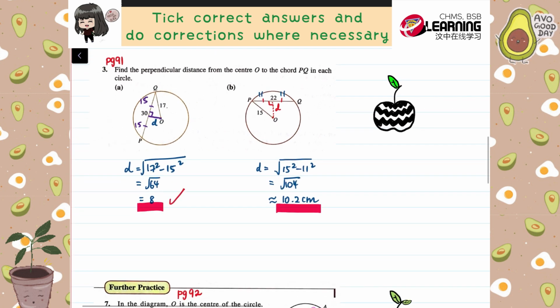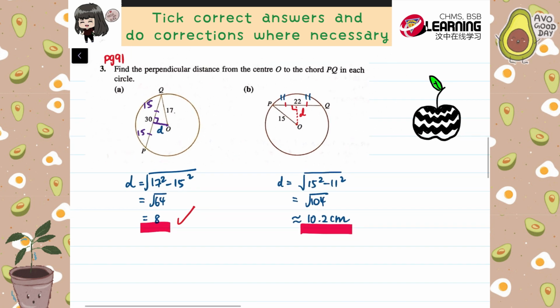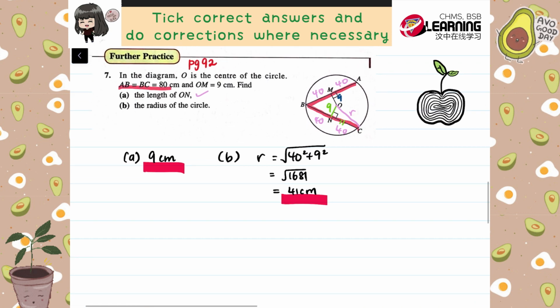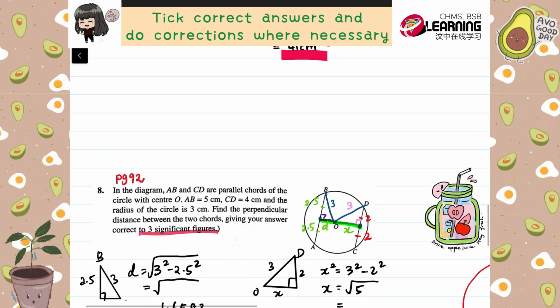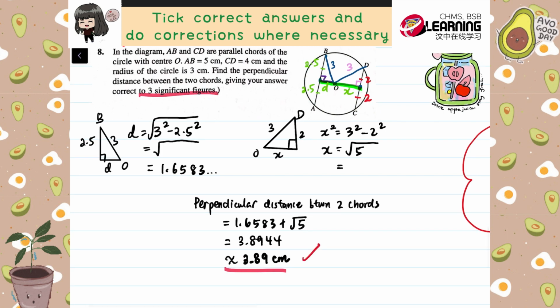Question number 3A is 8, and if you write in cm or units also okay. Cm, units also okay because they did not mention what unit is here. Okay, I assume it's a cm, alright? So 3B is 10.2 cm or units, okay? Just tick. Alright, number 7A, this one definitely in cm, 9 cm, and B is 41 cm. Okay? And question number 8 we already discussed, so this is the answer. Right?